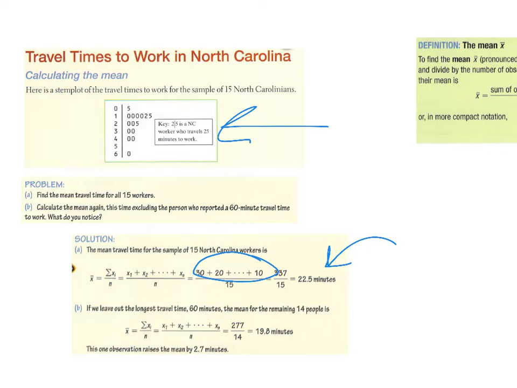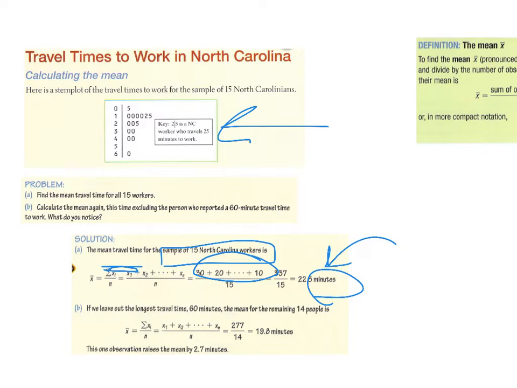Again, you notice they put context in here. They didn't just say the mean is 22.5. They said the mean travel time for the particular sample, they identified the sample, 15 North Carolina workers, and then they put units. So you cannot just write the mean is 22.5. Write my mean travel time, describe your sample, and then put your units on there.